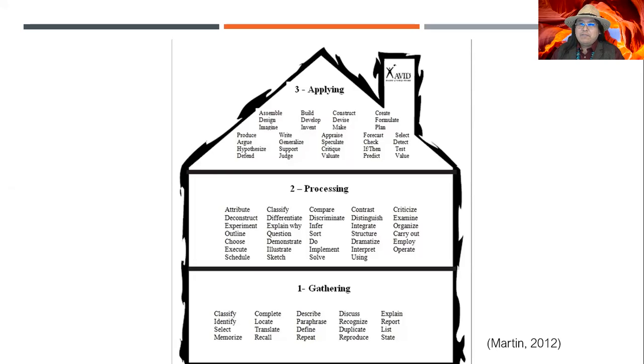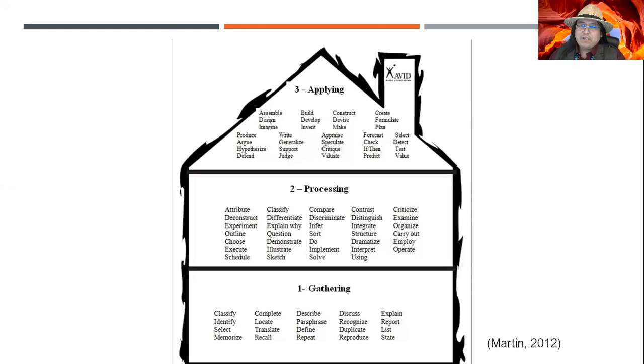Now, you'll find different handouts on the internet. You can do a quick Google search and you'll find Costa's levels of thinking in a house. And we try to tell students, like, level 1 is gathering, in the basement. Level 2 would be the main living room, the kitchen, everything. And 3 would kind of be the penthouse, the best part of the house.